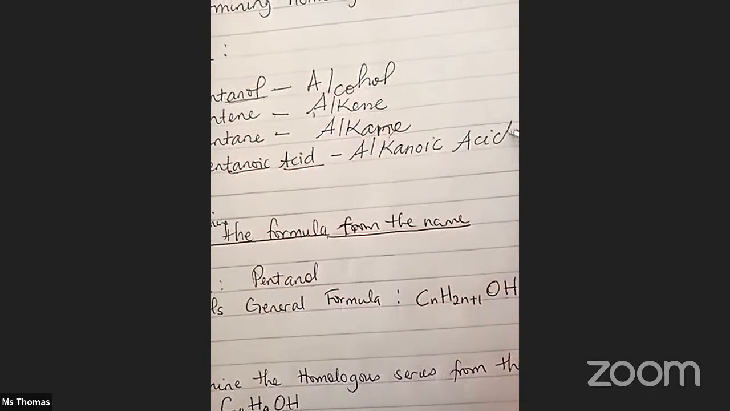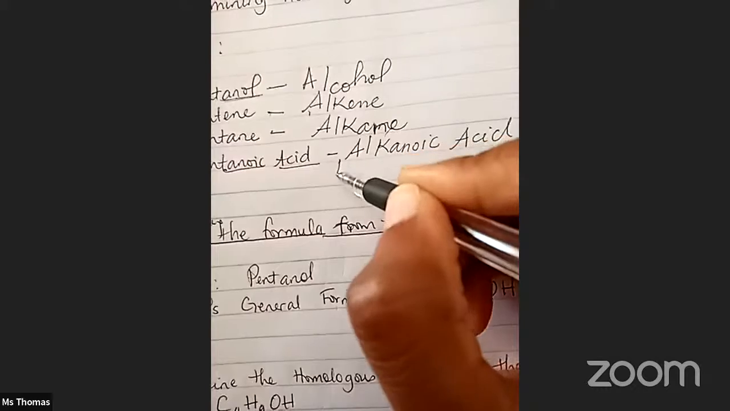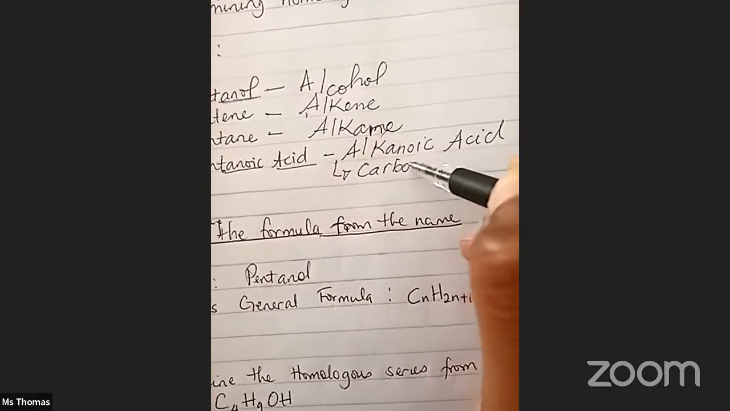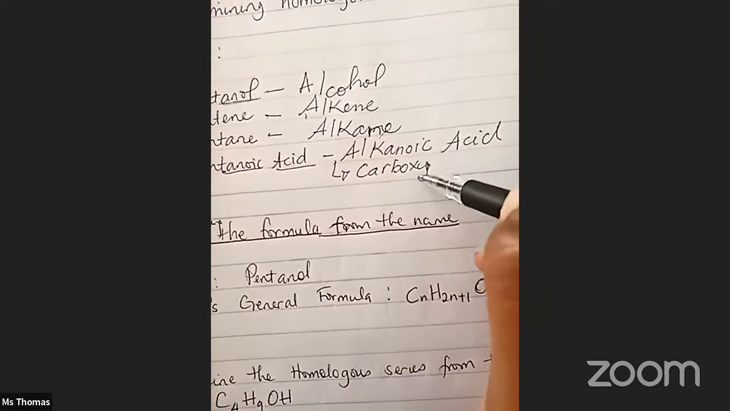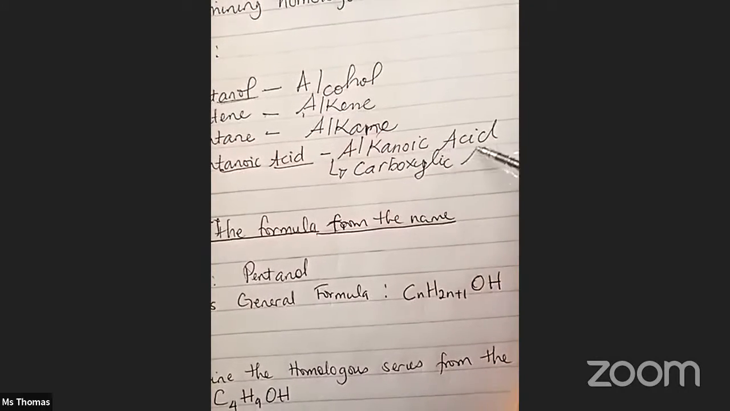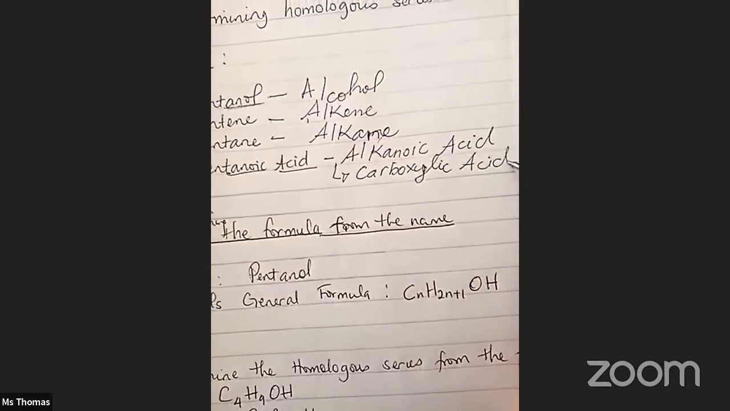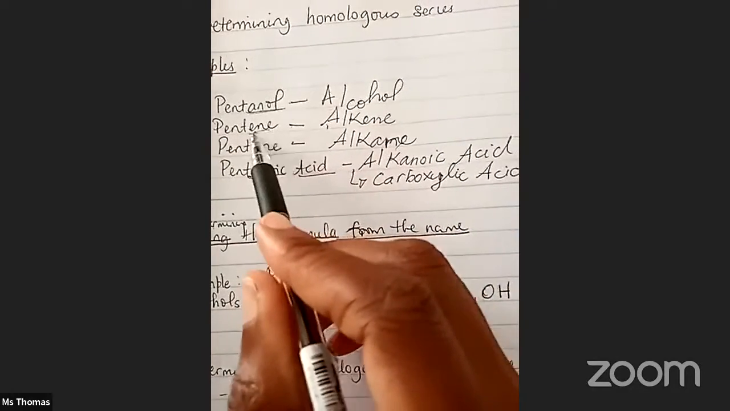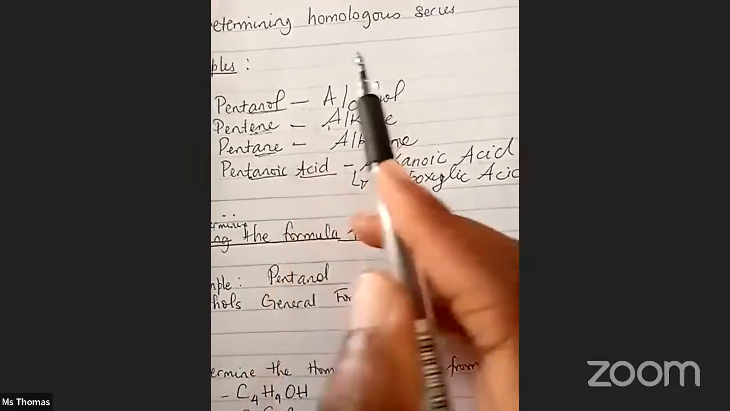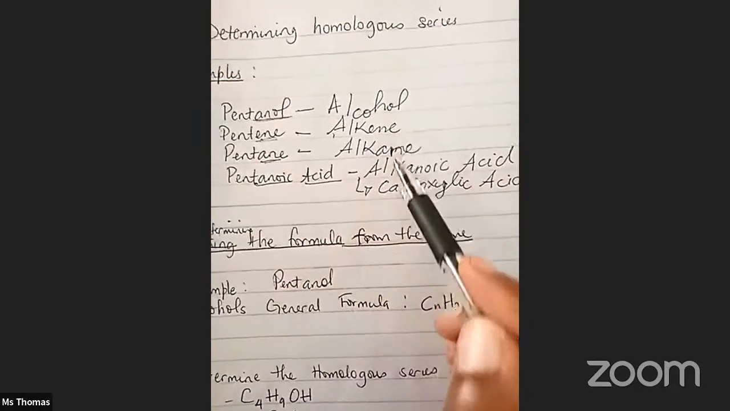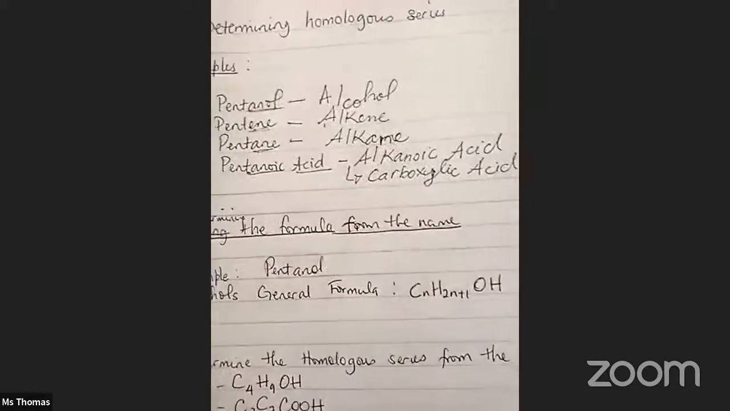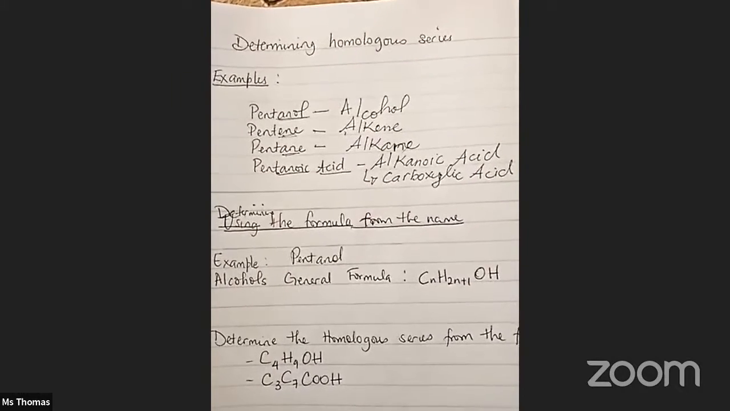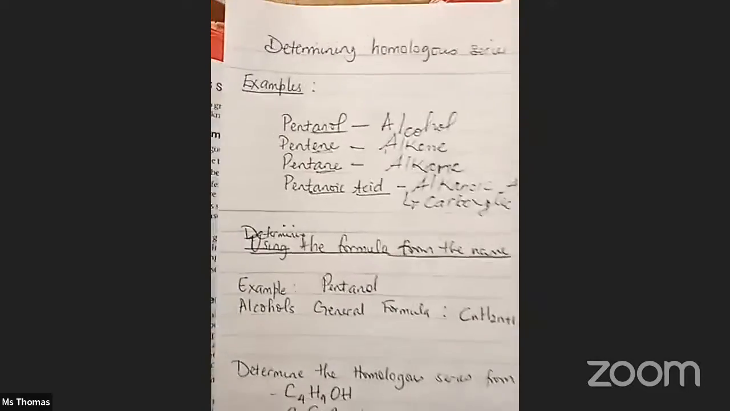And an old name for it, but they still use it today and they still put it on the exams, is carboxylic acid. All right, so you can look at the ending of the name, and it will tell you which homologous series the compound is from. You can also look at the formula.